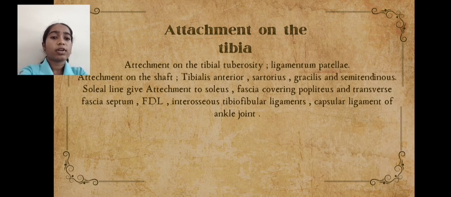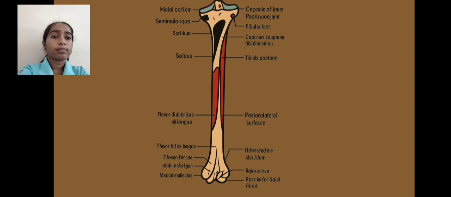Attachments on the shaft: tibialis anterior, sartorius, gracilis, and semitendinosus. The soleal line gives attachment to the soleus, fascial covering of popliteus, and transverse fascial septum. Also flexor digitorum longus, interosseous tibiofibular ligament, and capsular ligament of the ankle joint.